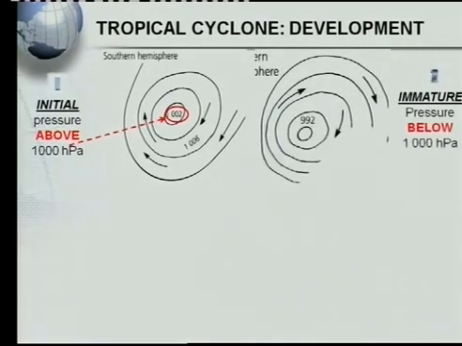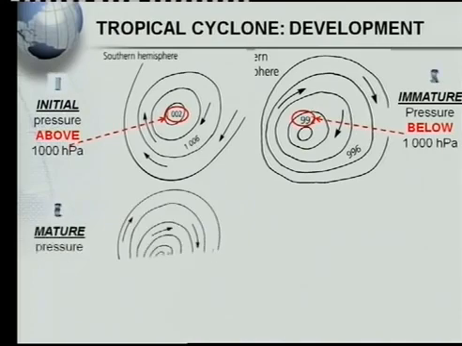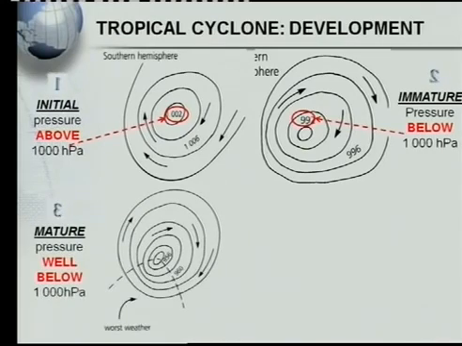In the following one, the immature stage, you will see that the pressure has dropped to below 1,000 hectopascal. As you can see there, 992 hectopascal. And then the following stage will be the mature stage, and there you will see it's well below 1,000 hectopascal. In this case, 956 and even lower than that as well.